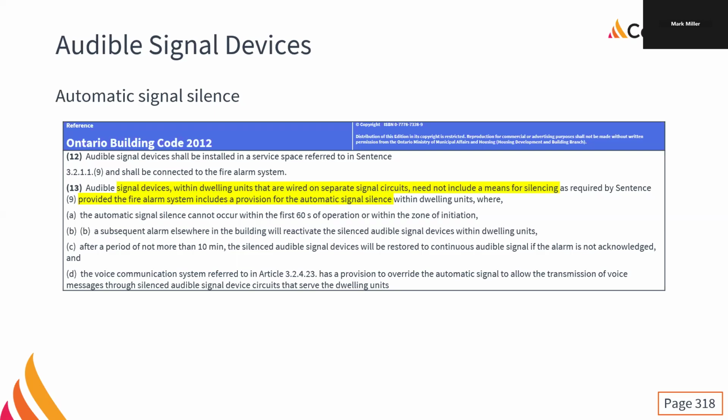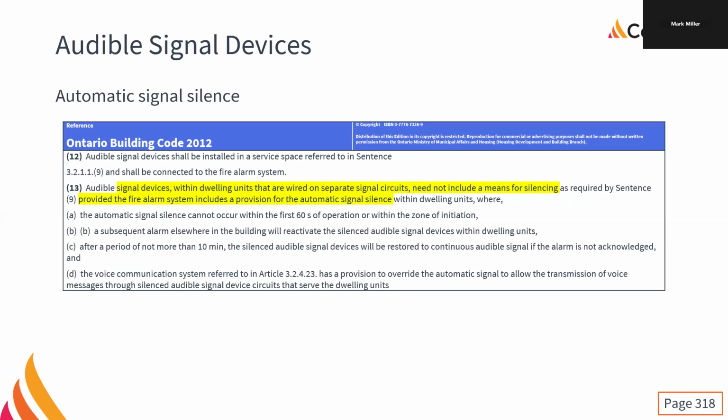After 10 minutes, if no one has acknowledged and silenced the alarm signal down at the panel, then it'll start up again, but it's going to do that automatically. Now, if someone on the seventh floor pulls the pull station, the horns on the seventh floor are going to keep going. So that is a way of making people want to leave because they cannot silence it.